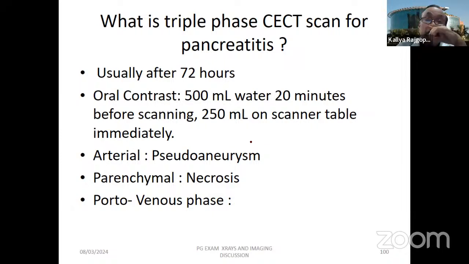Contrast, as I mentioned to you, simple water can be given. Normally, you keep the patient for 3 to 4 hours. Usually, these patients are on an empty stomach for different reasons. So initially give some 250 ml, and after that you can do a scan. Then, of course, 500 ml is given over a period of 20 minutes.